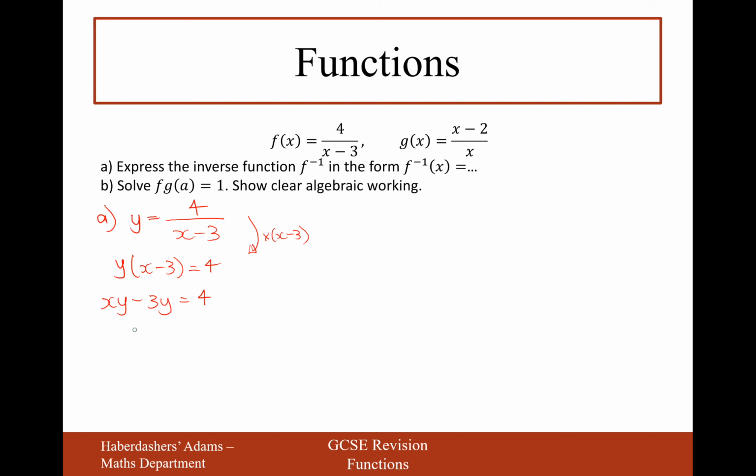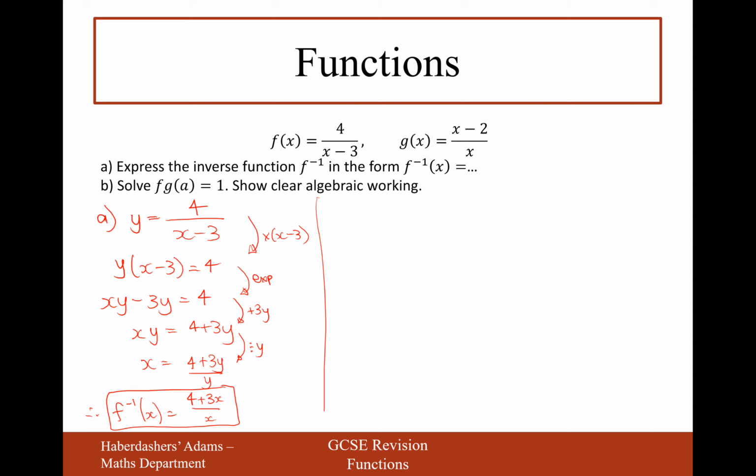Then we're making x the subject, so we'll add the 3y onto the other side, 4 plus 3y, and then we'll divide by y, so it's 4 plus 3y over y. So we've divided by y from this step to this step, we've added 3y from this step to this step, and we have expanded the brackets from this step to this step. The final answer is going to be f inverse x equals 4 plus 3x over x. So there we are, that's the answer to that question.